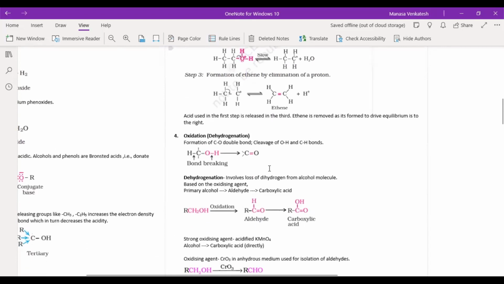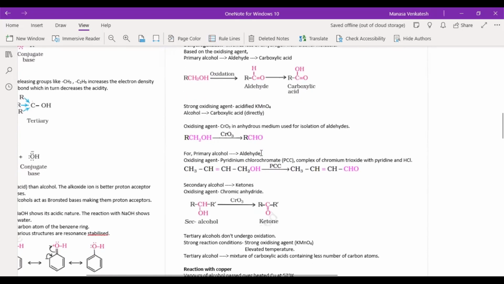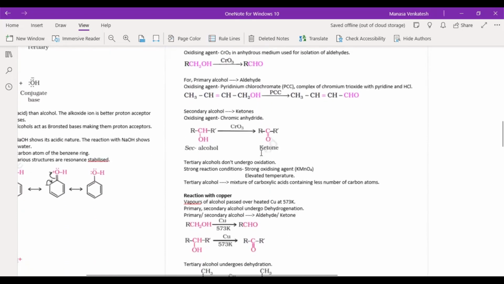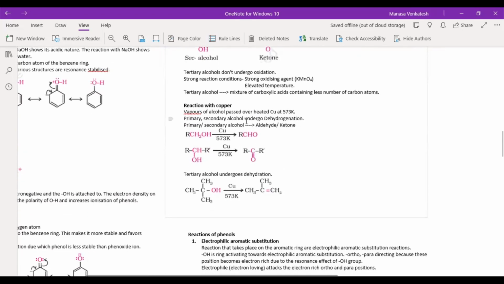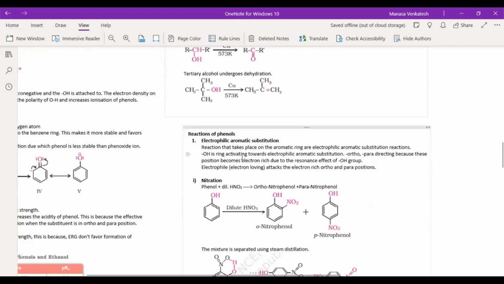Next, you have the oxidation or dehydrogenation. So this is again the opposite of synthesis from carbonyl compounds. Carbonyl compounds undergo reduction to give us alcohols. Alcohols undergo oxidation to give us carbonyl compounds. So primary alcohol gives us aldehyde, secondary alcohol will give us the ketone. And reaction with copper can also show the difference between primary, secondary, and tertiary alcohol. So primary, secondary are giving aldehyde and ketone respectively, whereas tertiary is undergoing dehydration to give us an alkene.